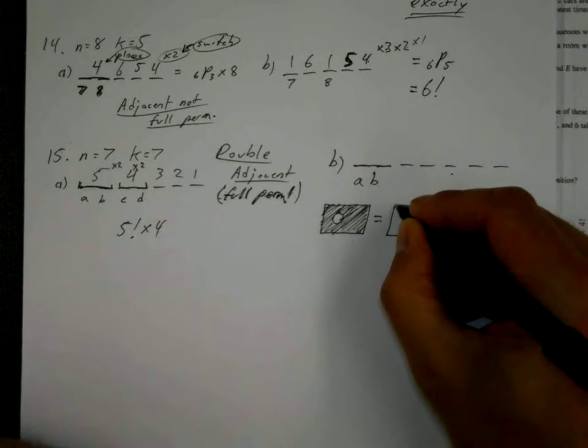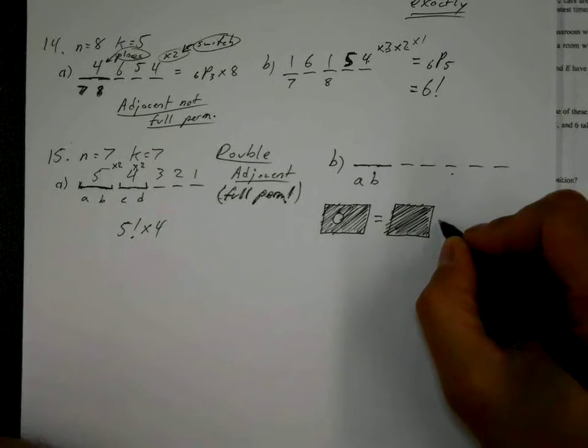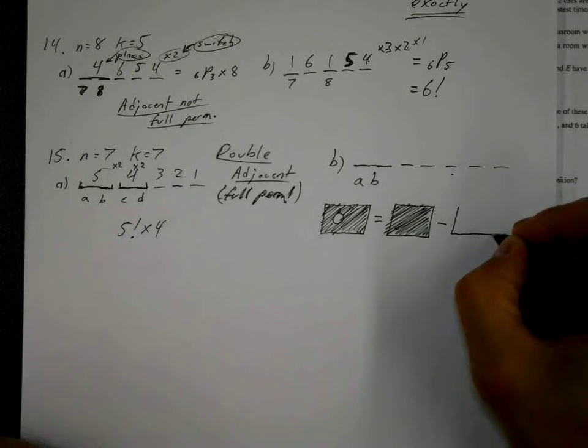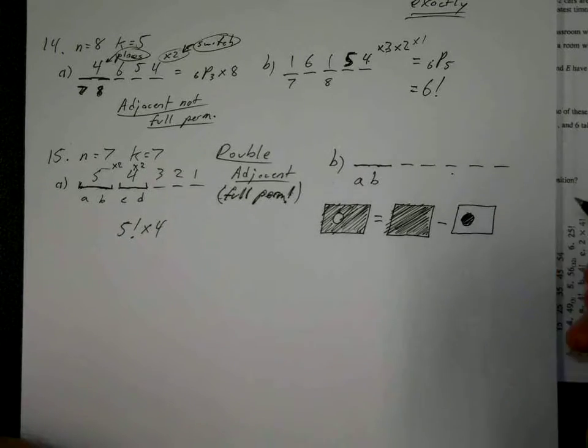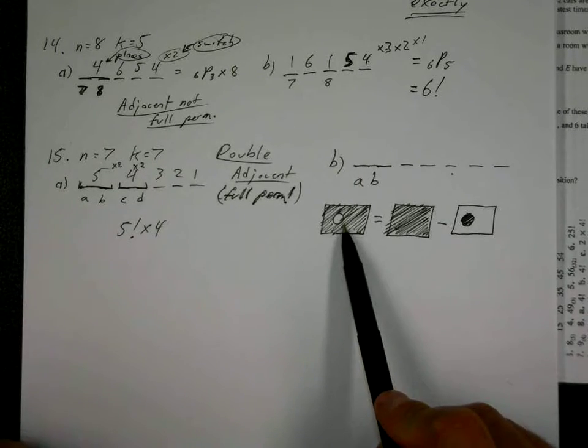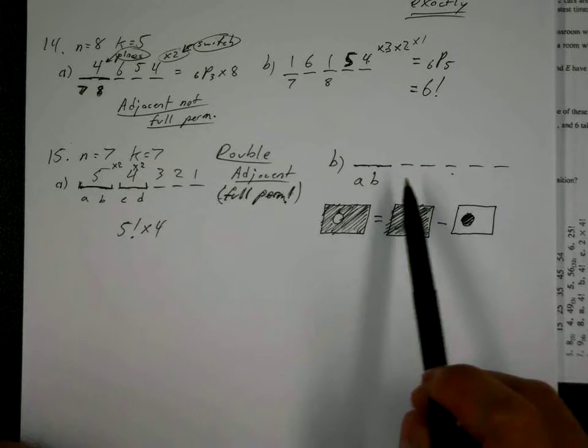So in order to do not this, I'm going to take the universe, so this block, and I'm going to subtract this, the yes case. Not A, B, and C, D, I'm going to subtract it from the universe.